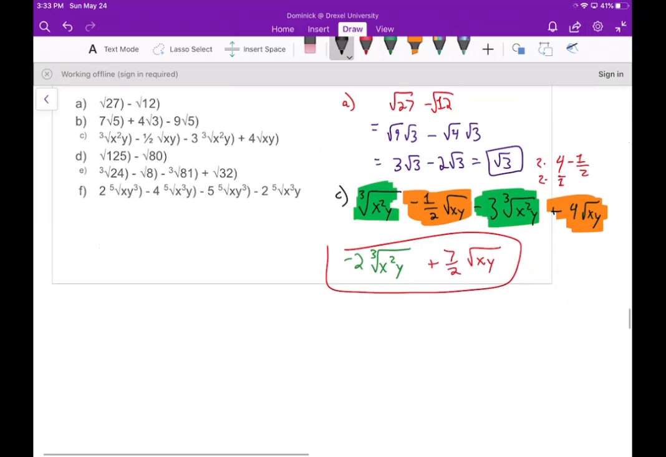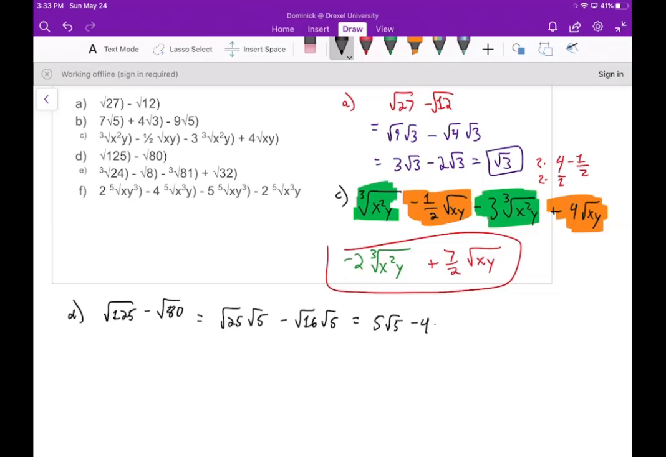Okay, part D, we have a square root of 125 minus square root of 80. So we need to try and write both of these as the product of a perfect square and something else, right? So 125 we can think of as 25 and 5. And 80 we can think of as 16 and 5. So we get a 5 square root of 5 minus 4 square root of 5. So this is just 1 square root of 5, which we would just say is square root of 5.